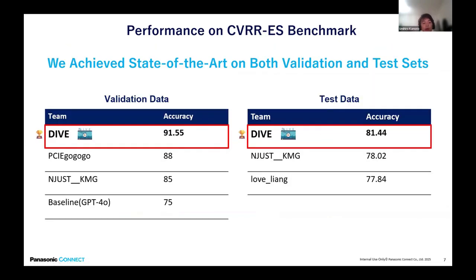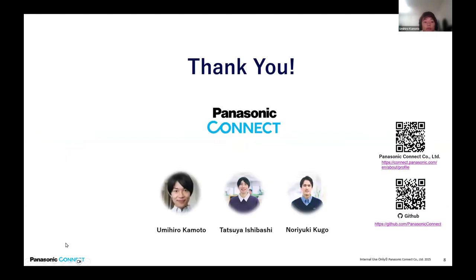So how did Dive perform? Dive achieved state-of-the-art results on the CVRR-ES benchmark, with 91% accuracy on validation data, outperforming other teams and the GPT-4 baseline, and 80% accuracy on test data, also leading the board. These results demonstrate Dive's effectiveness. That concludes my presentation on Dive. Thank you very much for your attention, and we welcome any questions or comments. Thank you.